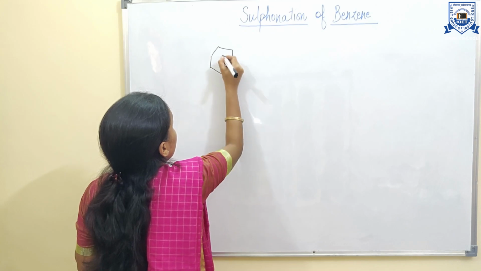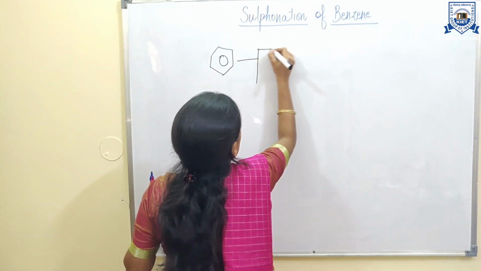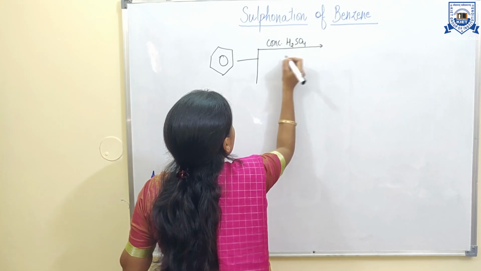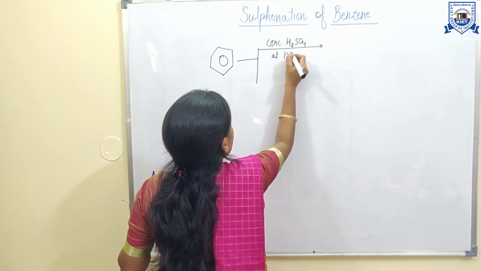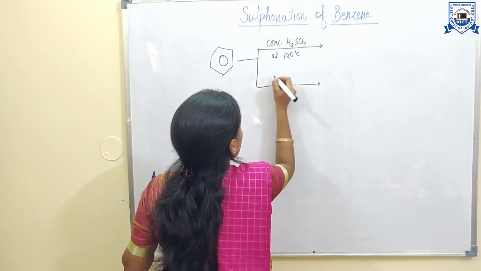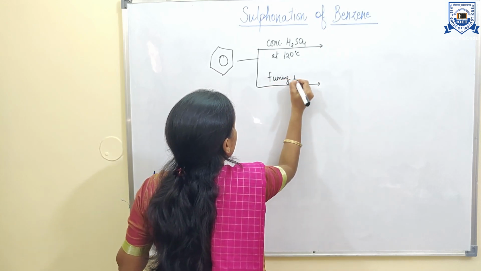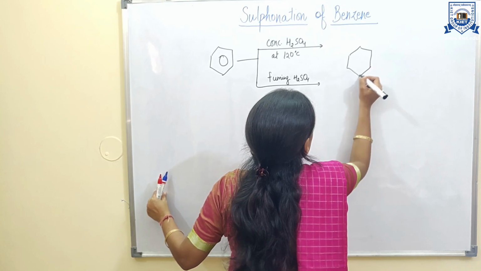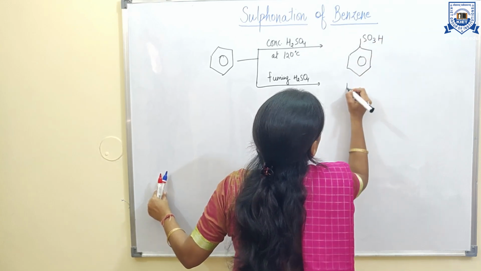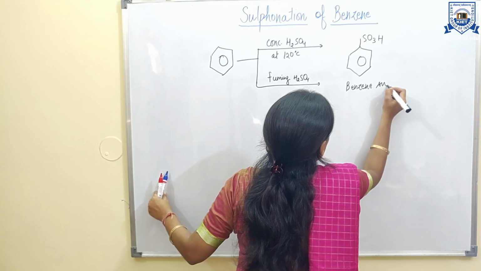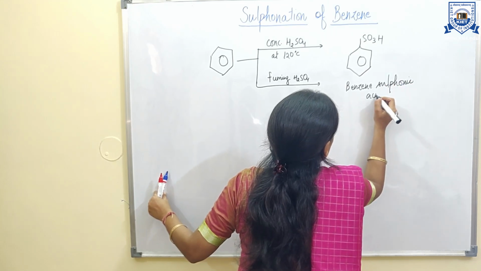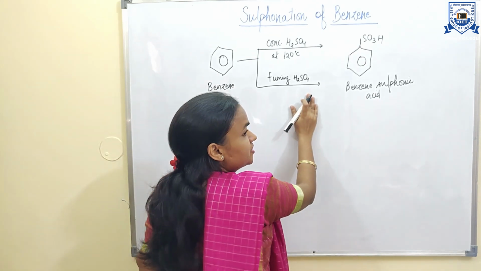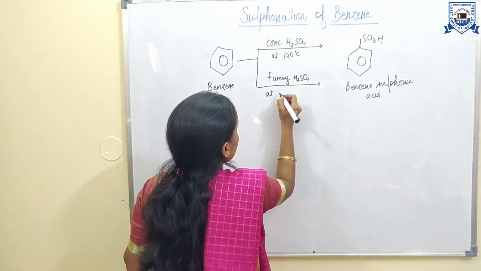Benzene reacts in the presence of concentrated sulfuric acid at 120 degrees centigrade, or with fuming sulfuric acid, to form the main product, that is benzene sulfonic acid. The reaction with fuming sulfuric acid occurs at room temperature.